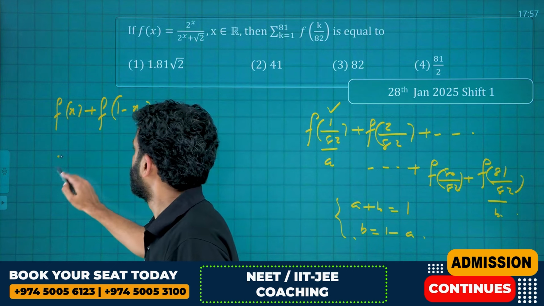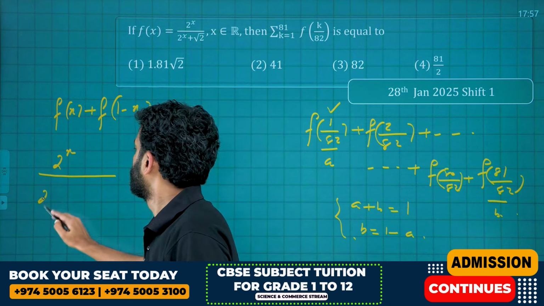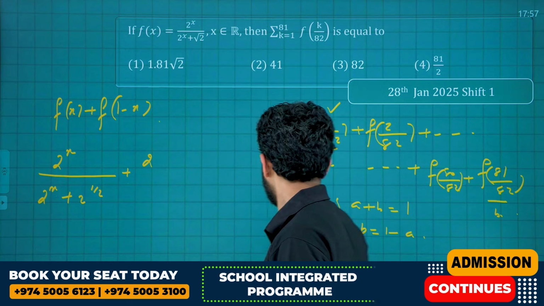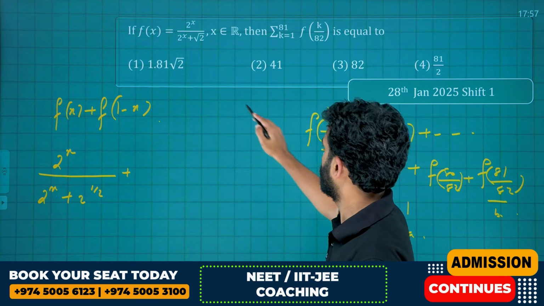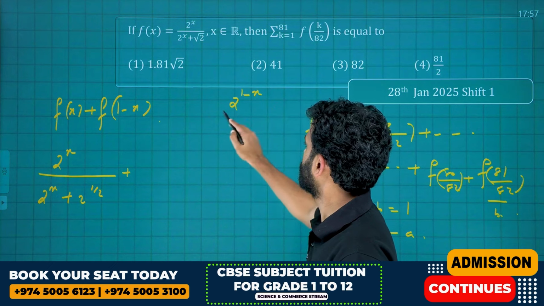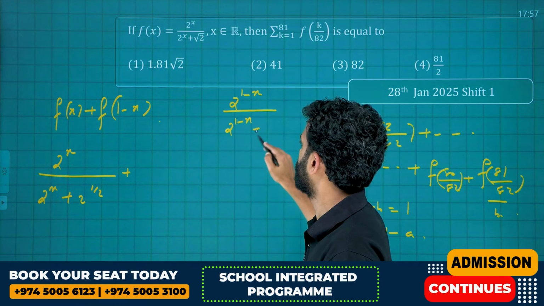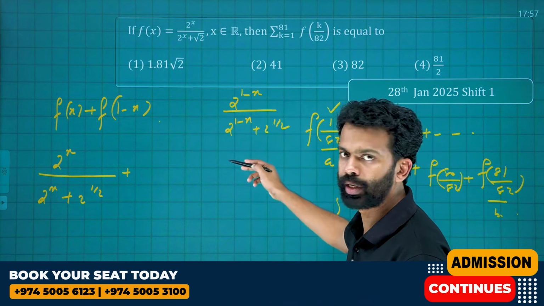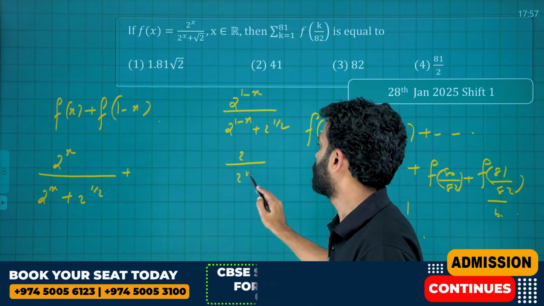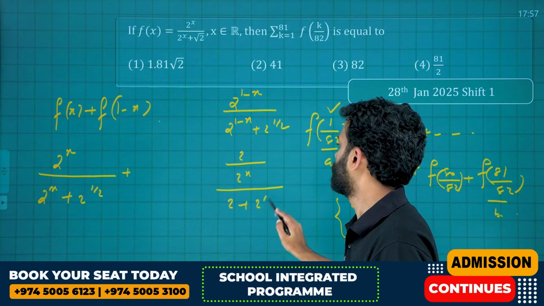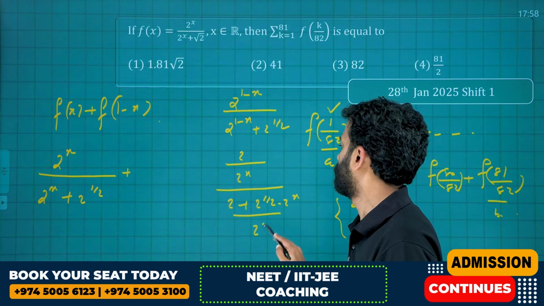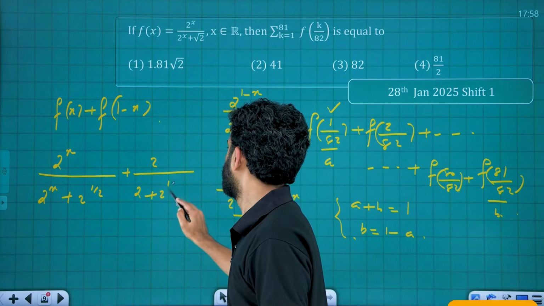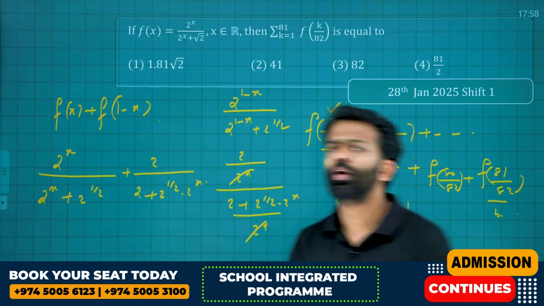What is f of x? That is 2 raised to x divided by 2 raised to x plus 2 raised to 1 by 2, plus what is f of 1 minus x? We need some simplifications there, therefore we can sort it out here. 2 raised to 1 minus x divided by 2 raised to 1 minus x plus 2 raised to 1 by 2. Okay. This is 2 by 2 raised to x. This is also 2 by 2 raised to x. That is 2 by 2 raised to x divided by 2 plus 2 raised to 1 by 2 into 2 raised to x divided by 2 raised to x. Got cancelled and becomes 2 by 2 plus 2 raised to 1 by 2 into 2 raised to x.